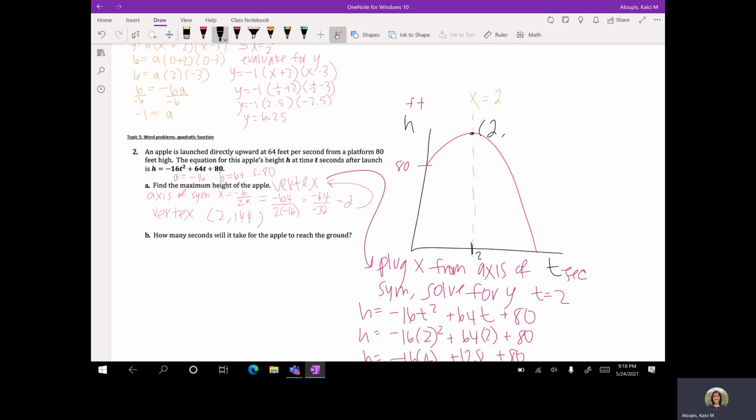That's 2,144 feet. Okay, how many seconds will it take for the apple to reach the ground?